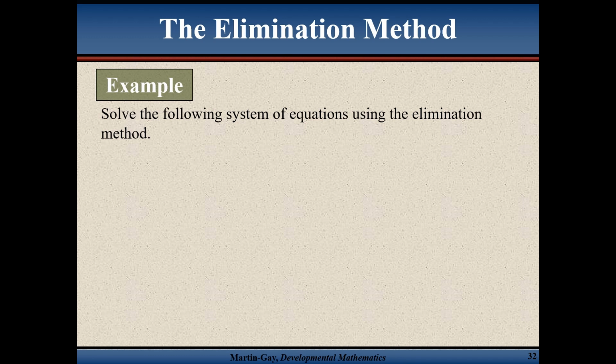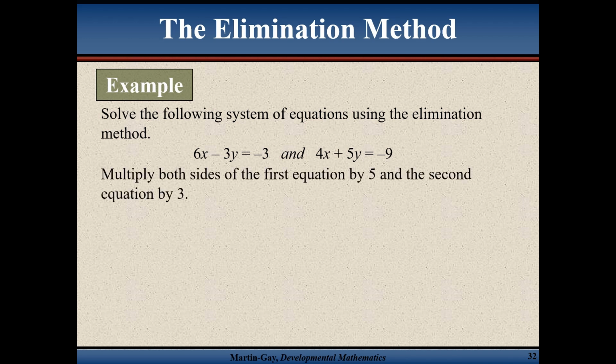So for example, solve the following system of equations using the elimination method. 6x minus 3y equals negative 3 and 4x plus 5y equals negative 9. Multiply both sides of the first equation by 5 and the second equation by 3. The reason is that I want to eliminate the y's. So both y's must have the same number to get eliminated.